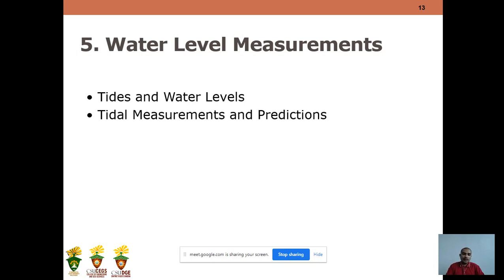Then another subtopic for this part is the tidal measurements and predictions.